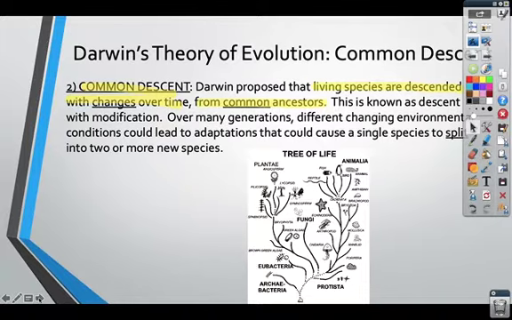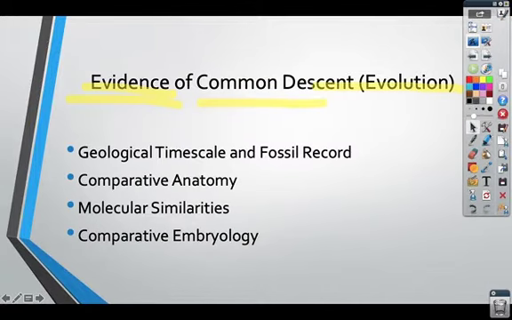So what evidence is there of common descent, which is one of the components of evolution? So make sure that you know that there are 4 lines of evidence that support common descent. You may want to write this down and number them. So the first line of evidence comes from looking at your geological timescale or fossil record. The second line of evidence looks at the anatomical structures that make up organisms' bodies. The third is molecular similarities. Specifically, we're looking at how similar DNA and RNA and amino acid sequences within proteins are.